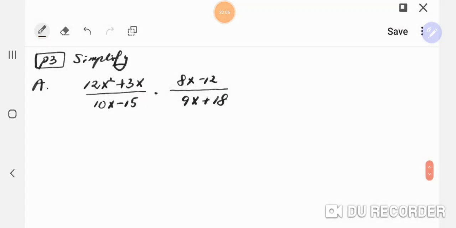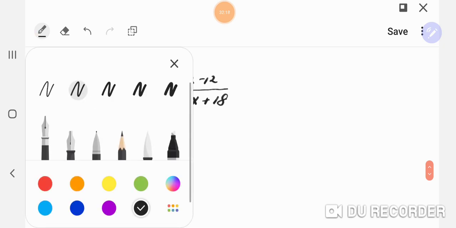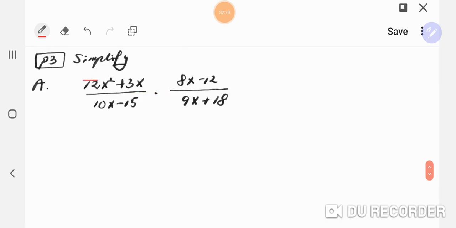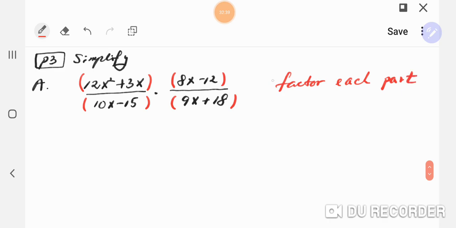Okay, problem number 3, multiply. So in this case, okay, why don't you try this one? So pause this and then try this. Okay, are you done? All right, so this is a product, so we will multiply the numerators over multiply the denominators. So before we multiply, we have to factor each part, right? Factor each part. And then what? Simplify. Okay, factor each part.